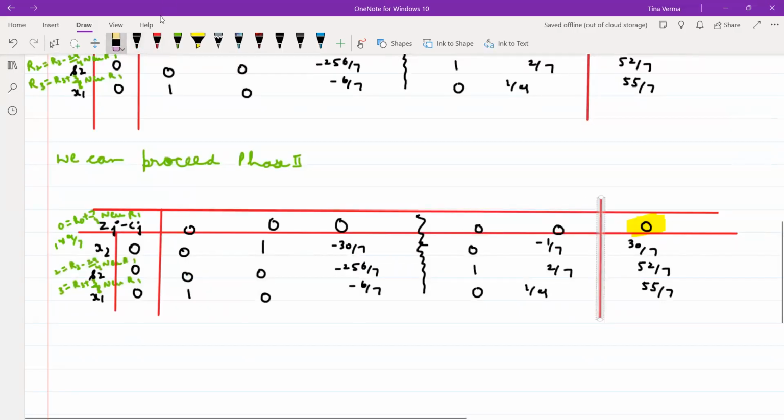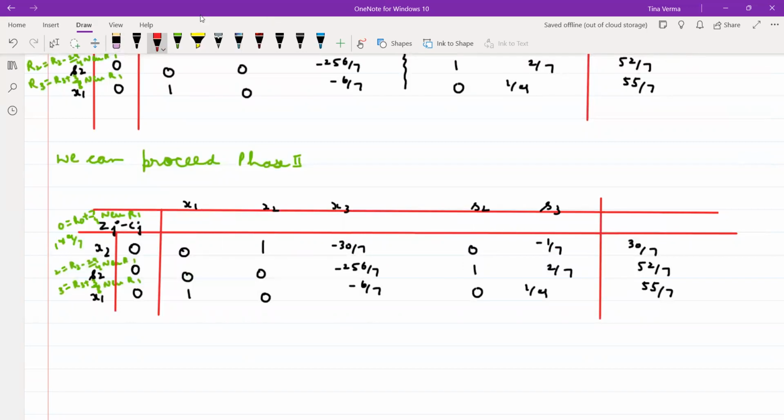you can remove this column. So this is the column of x1, this is the column of x2, this is the column of x3, and this is the column of s2, and this is the column of s3. And the only change in this, when you are having that variable, is don't write its zj minus cj value. Why? Because now we are proceeding to phase 2.